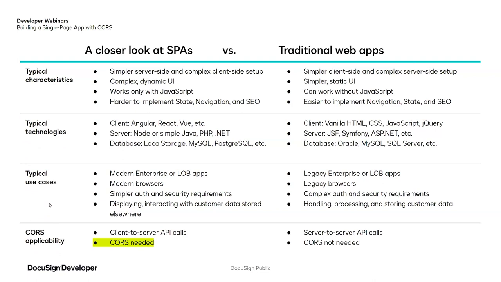First, typical characteristics. Single page apps tend to have simpler server-side and more complex client-side setups, with a complex and dynamic user experience. They tend to work only with JavaScript, and they can make some aspects of web apps harder to implement, like state management, navigation, and search engine optimization.